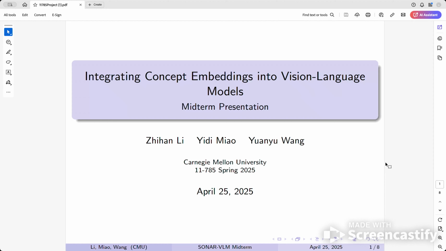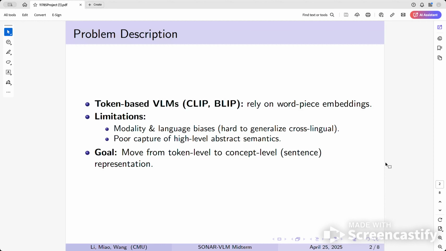Current vision language models like CLIP and BLIP primarily operate at the token level. While powerful, this token-based structure introduces two key limitations. The first is that it creates modality and language biases. Since models are tied to a specific linguistic structure, they often fail to generalize. Second, these models struggle to capture high-level abstract semantics, which are crucial for tasks involving reasoning and conceptual understanding.